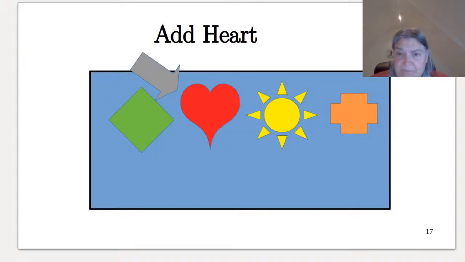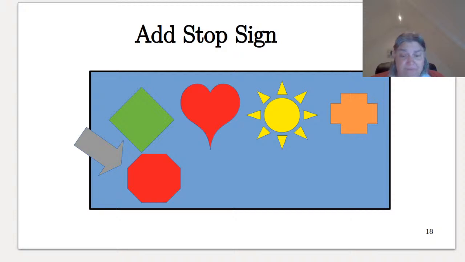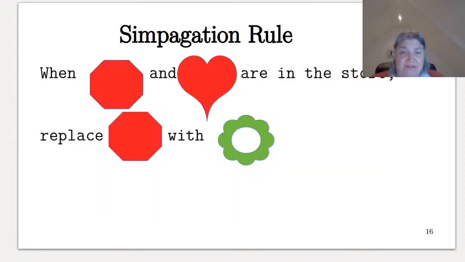Okay, so Prolog adds a heart. No. Okay. Let's go back. All right. Okay. The source ordering is important.